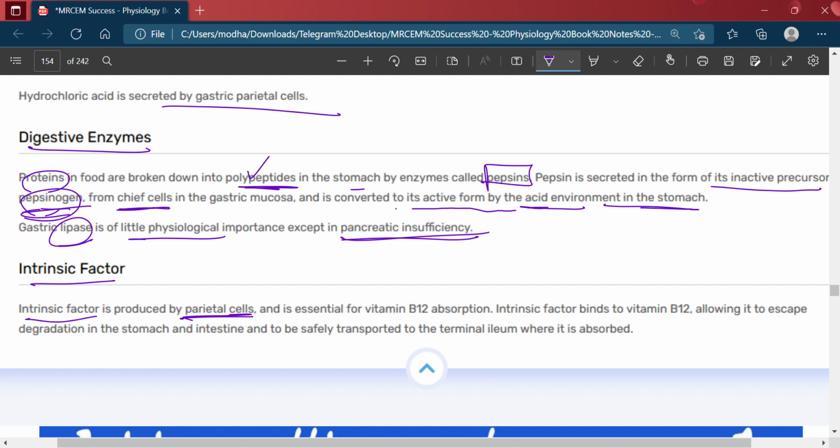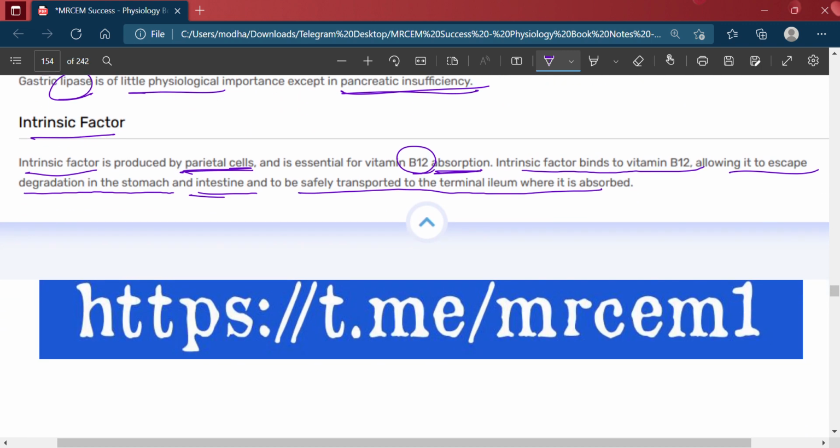It is essential for vitamin B12 absorption. Intrinsic factor binds to vitamin B12, allowing it to escape degradation in the stomach and intestine, and to be safely transported to the terminal ileum, where it is absorbed.